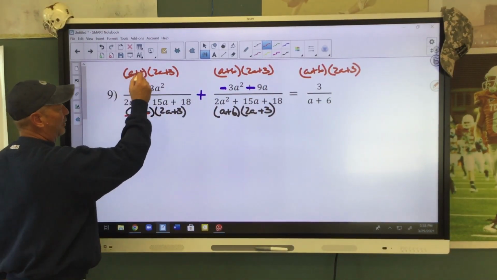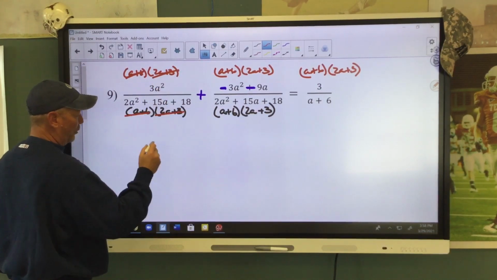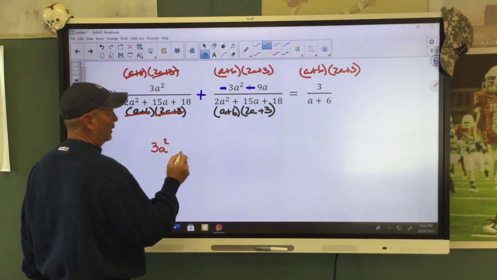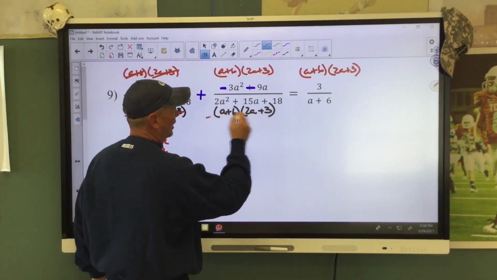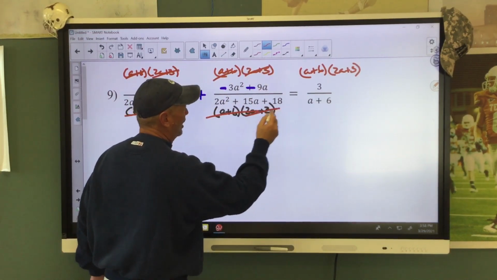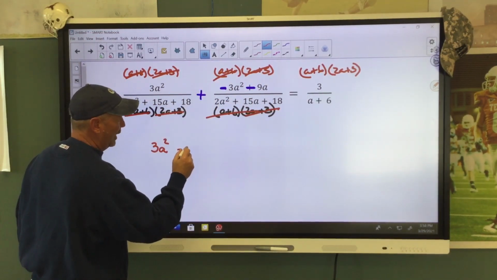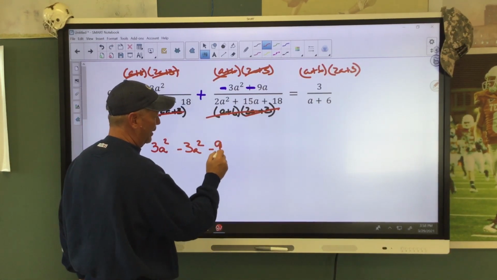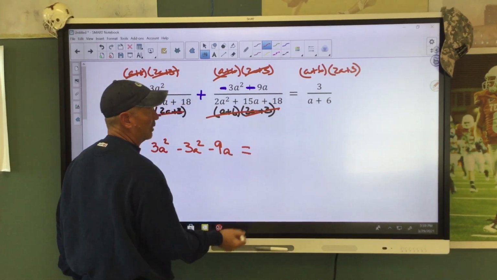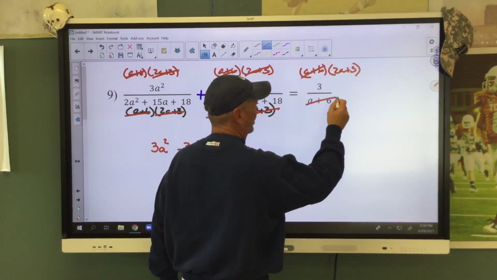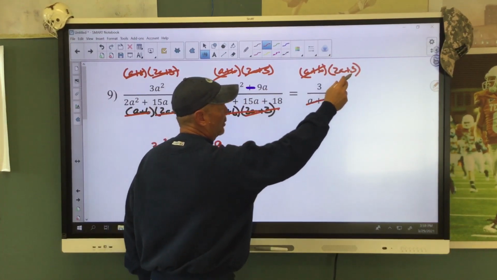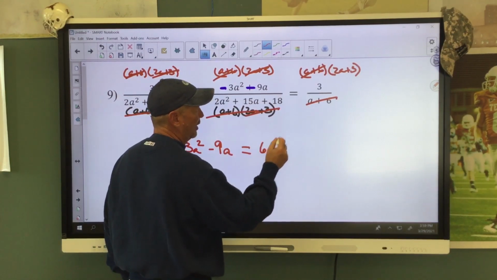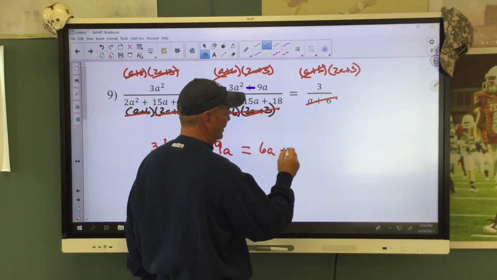This is going to cancel. This is going to cancel. I'm left with 3A squared. Plus. No, excuse me, that's going to be a minus. This is going to cancel. This is going to cancel. That's going to leave me with a negative 3A squared minus 9A equals. This is going to cancel. I distribute the 3 into the parentheses. 3 times 2A is 6A. 3 times 3 is a positive 9.